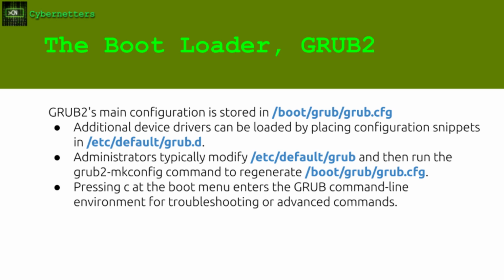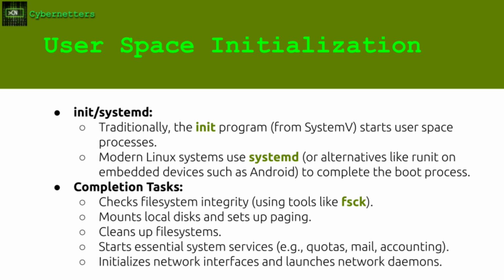And if you need some advanced troubleshooting, press C at the boot menu. That drops you to the GRUB command line environment, where you can manually load the kernel, set parameters, or inspect your system's boot setup. It is a powerful safety net when things go wrong. So once a kernel is up and running, it hands off control to a program called init, or on a modern system, systemd. This is where user space really starts.